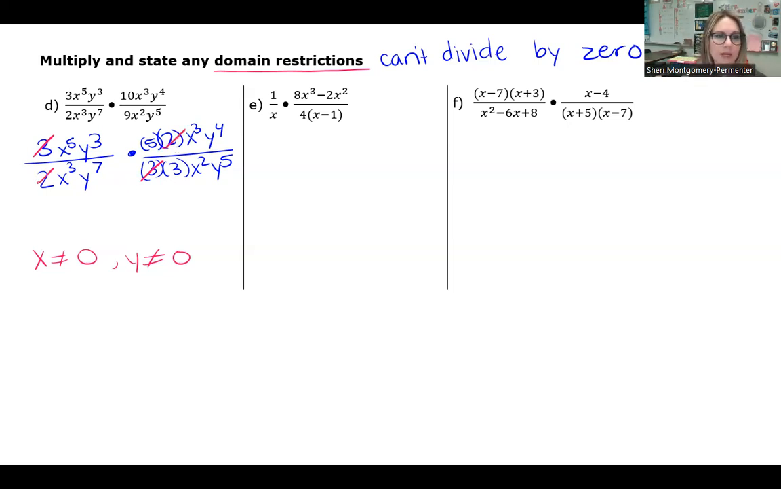All right, now I'm going to multiply straight across. When I multiply straight across, I have to add exponents. So across the top, I'm left with just a 5. For my exponents, I have a 5 and a 3. That makes 8 for the x's. For the y's, I have a 3 and a 4. That makes 7. In the denominator, I have just a 3. For the x's, I have a 3 and a 2. That makes 5. For the y's, I have a 7 and a 5. That makes it 12.